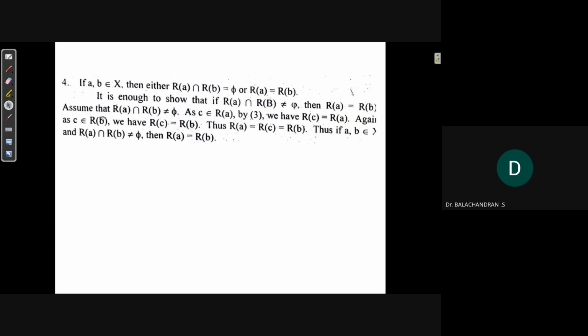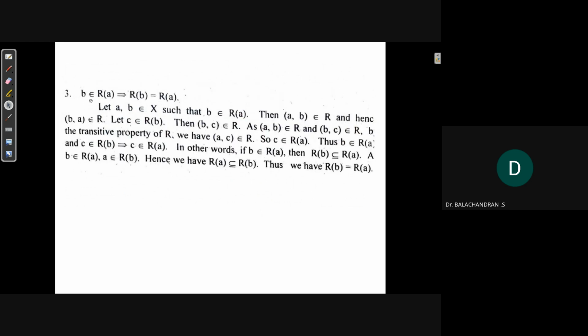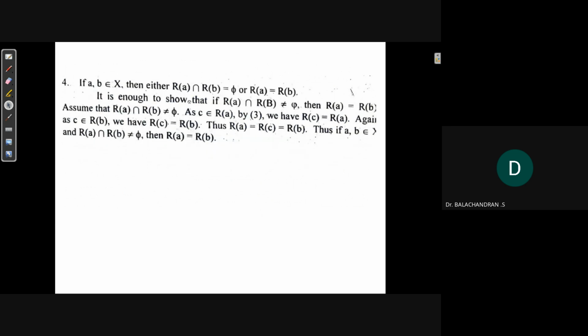Next, I already said this is not equal to empty, so they have a common element. I took C belongs to R of A. Similarly, the same element C is in R of B, so C belongs to R of B. Again I am using property number 3: B belongs to R of A implies R of B equals R of A. So using this property, R of C equals R of B.